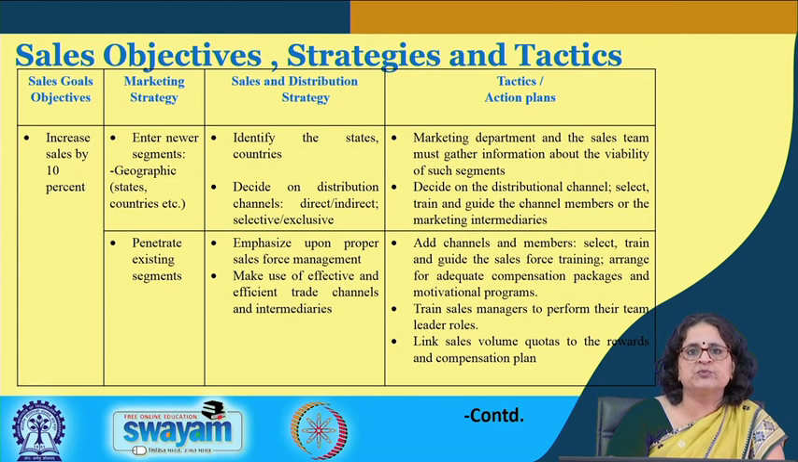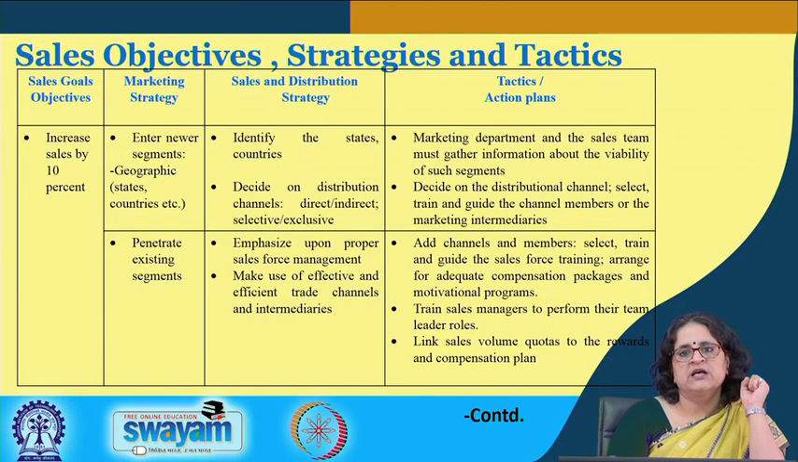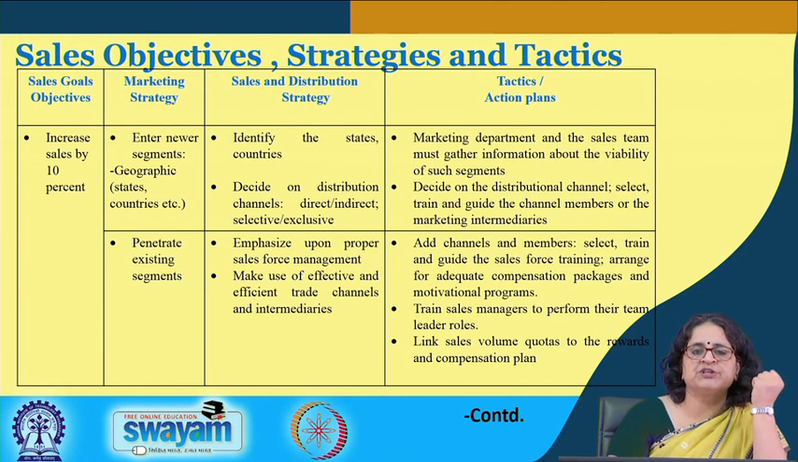So in this way, these strategies, these action plans or these tactics will actually be a part of the sales and distribution strategy, which would again be in line with the marketing strategy, and through this the sales objective of a 10% increase in sales, the marketing objective of increasing market share will actually be achieved. So this is how we relate the sales objectives, the sales strategies and the tactics.